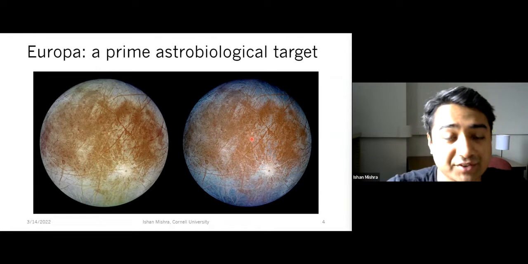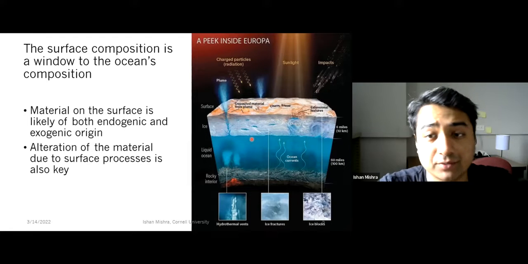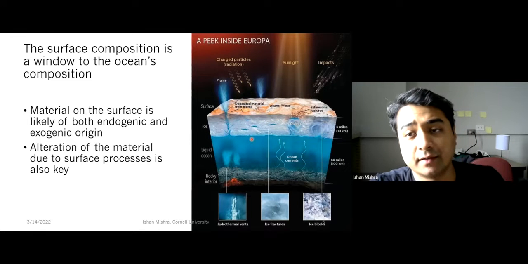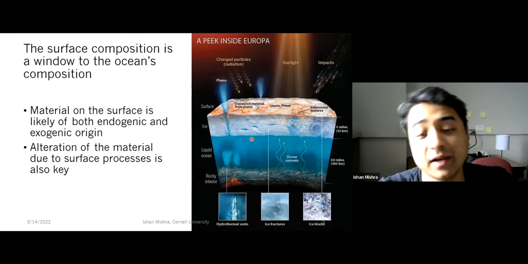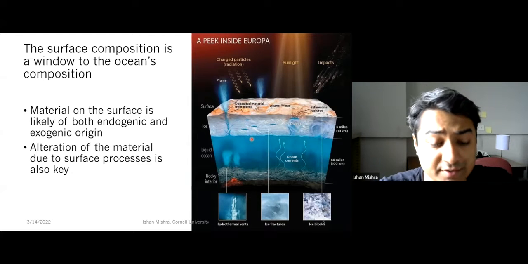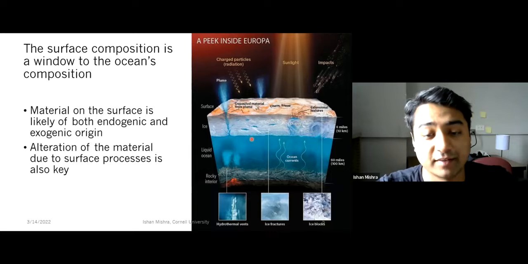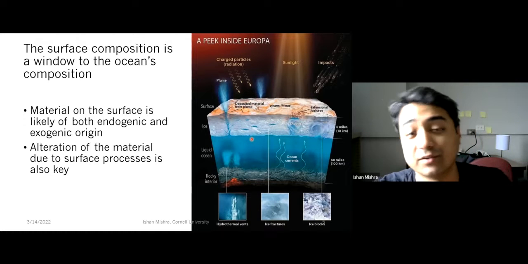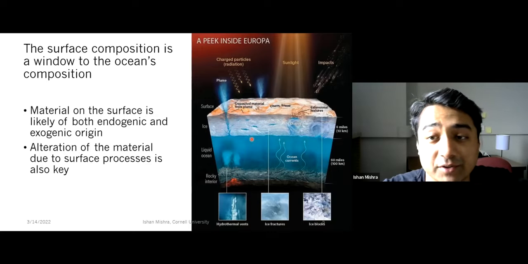features on Europa's surface. So as I've already alluded to, the surface composition of Europa is a window to its ocean's composition. And so that's why we are interested in trying to constrain the surface composition of Europa, because right now remote sensing is our best tool to understanding this moon. I'm hopeful that in my lifetime we'll see a mission that can go drill through the ice and explore the ocean directly, but that is wishful thinking at this point.